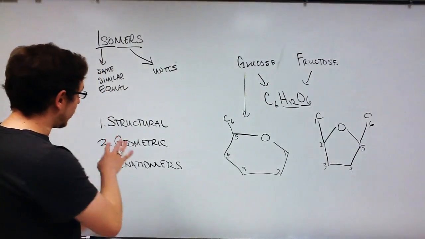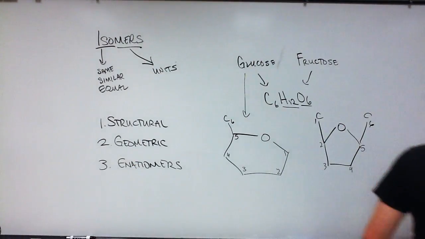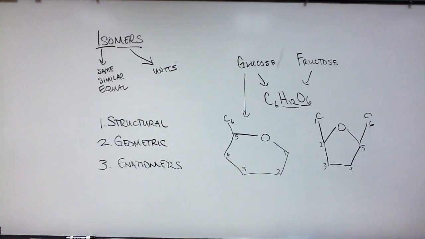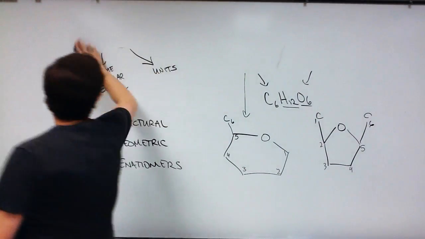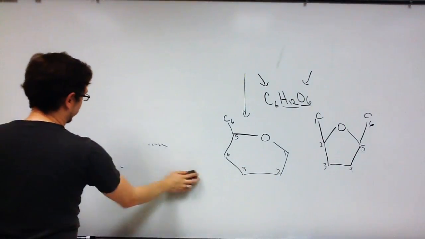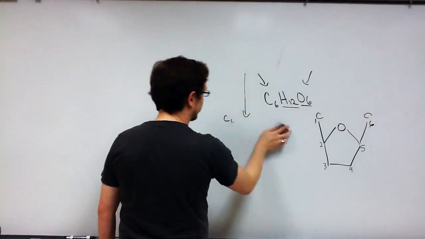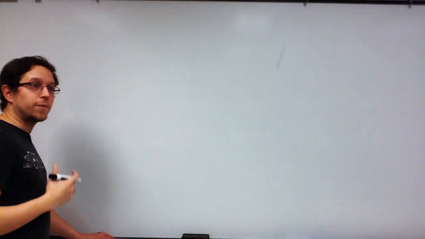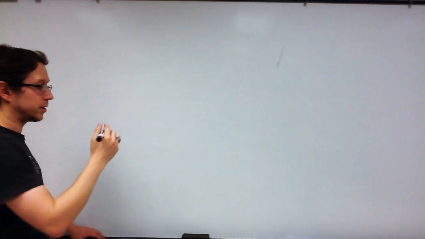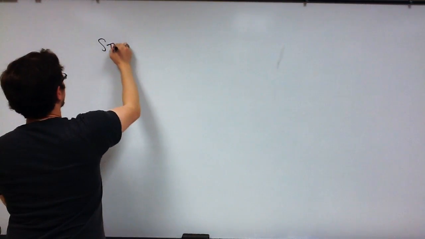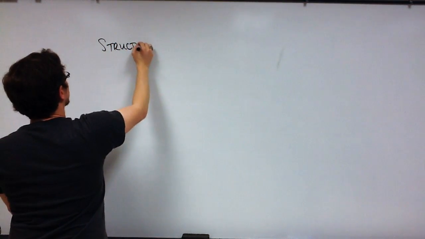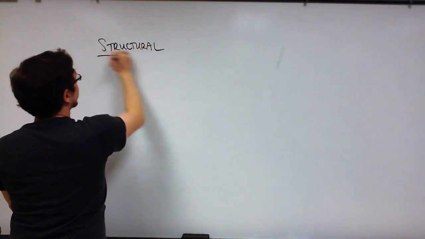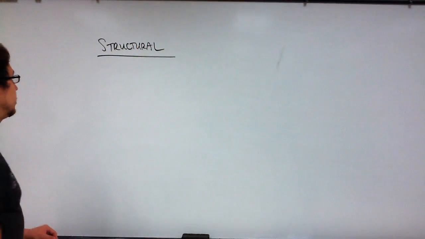Okay? So let's talk about these three classifications of isomers. We'll start with structural. With structural isomers, predominantly what you're looking for, at least in regards to this class, is an alteration to the carbon skeleton. So with structural isomers, the big thing we're looking for here is an alteration to the carbon skeleton.